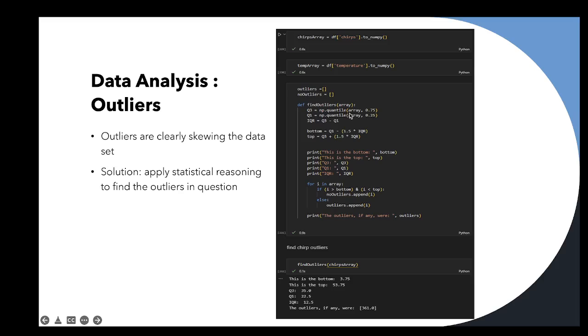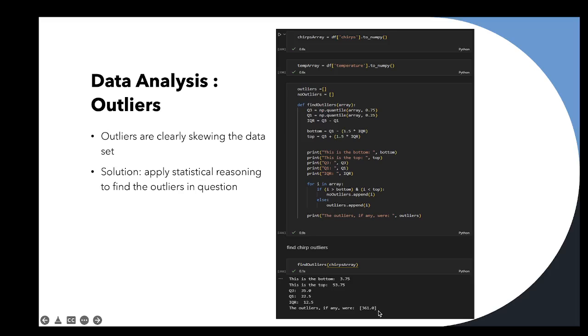In this case, I went ahead and just used the quantile method of NumPy, giving it the arguments: the array, and 0.75 and 0.25. At the end of it, it will print out the outliers for the chirps array, which is what is in the screenshot here. The outlier was 361.